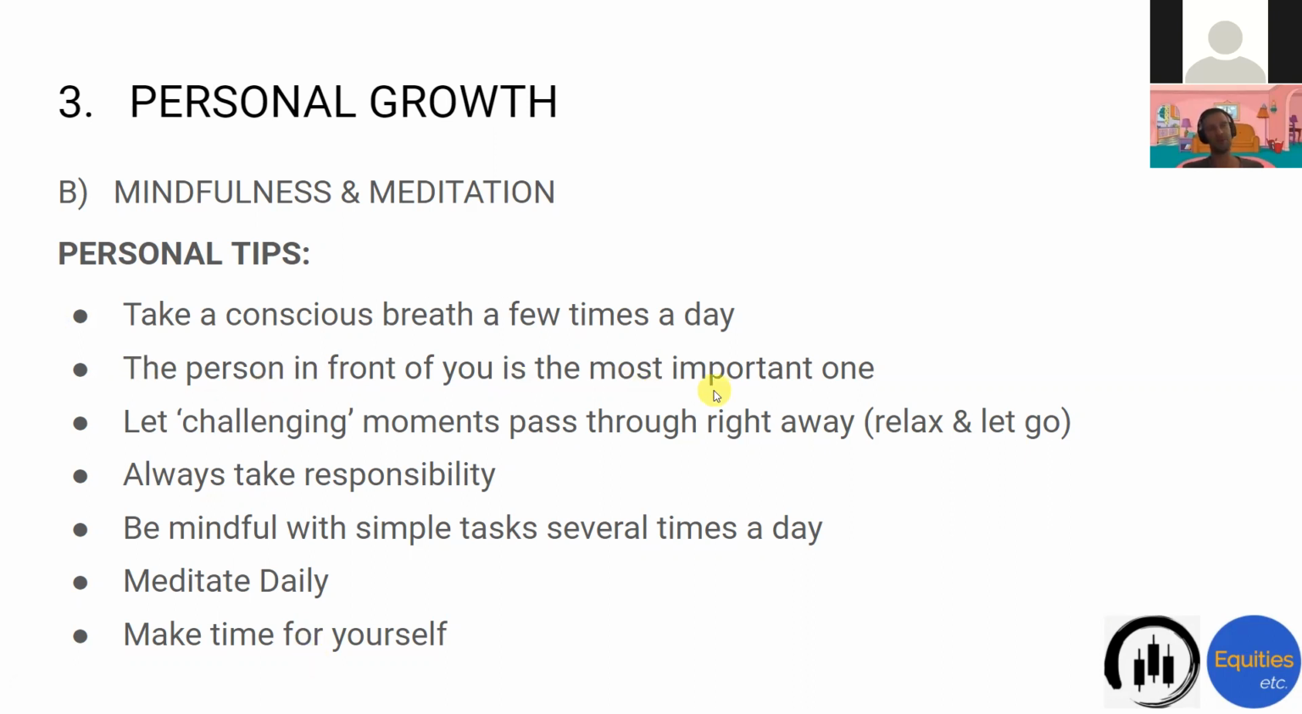I like this one. The person in front of you is the most important one. That also obviously is in line with being in the moment, which is also a big part of mindfulness, just being in the moment, because that's all you got. Everything else is past or future, it doesn't exist. So if you're dealing with someone, that's the person that's most important. I try to do that.